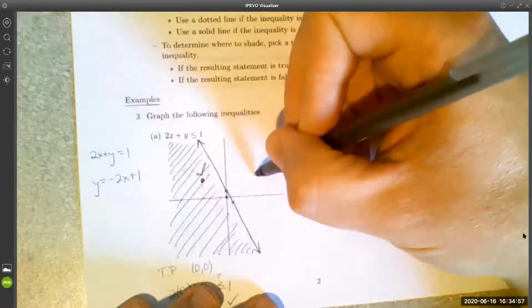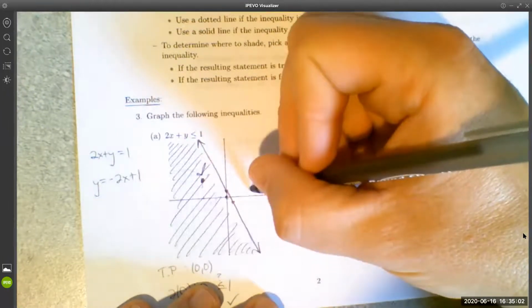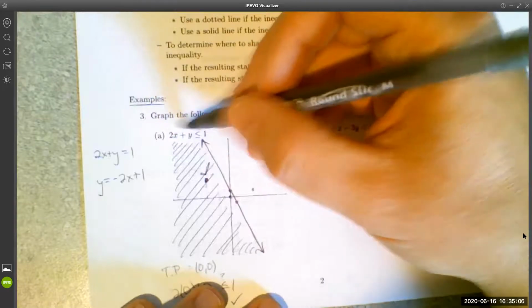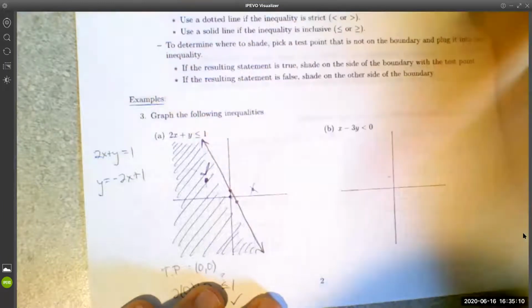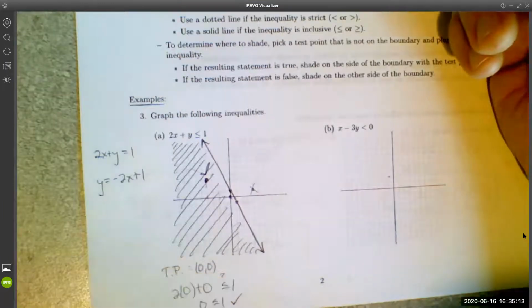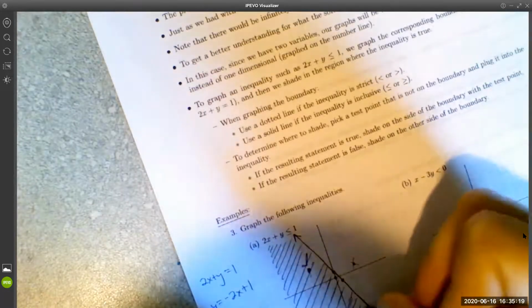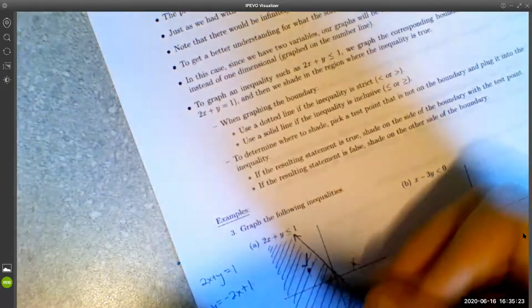Whereas if you pick any point up here, it's not going to be a solution. Like if I plug in 4, 1. 2 times 4 is 8. 8 plus 1 is 9. 9 is not less than or equal to 1. So that's not a solution to the inequality. Okay, so that's why we do the shading here, because we're indicating where our solutions live. All of our solutions live below the line over here.